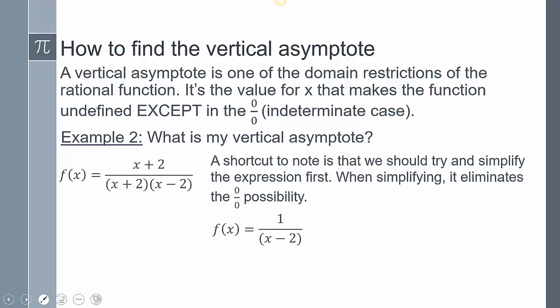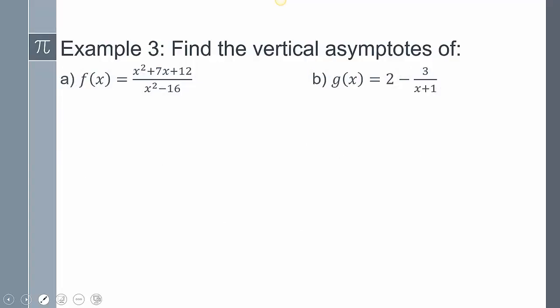Now, a shortcut to note is that we should try and simplify our expression first. Every single time there's this 0 over 0 case, something is going to cancel out when it comes to a rational function like this. So if we simplify first, it will eliminate that 0 over 0 possibility. We would just end up having 1 over x minus 2, set the denominator equal to 0, and we get x equals 2, which is my vertical asymptote.